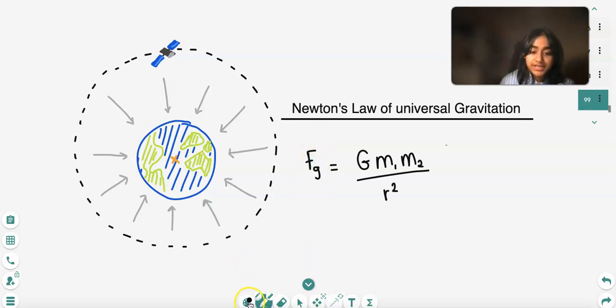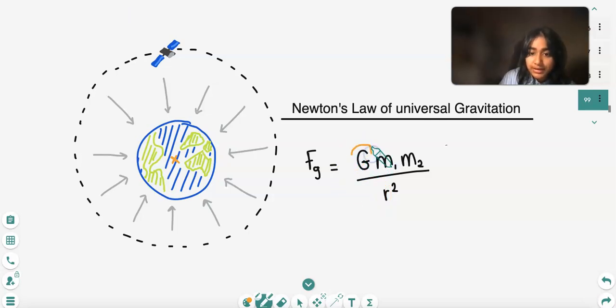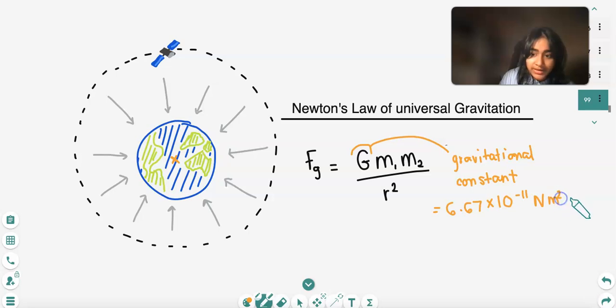So let's break down this equation very quickly for you. G in the equation is known as the gravitational constant, which is equivalent to 6.67 times 10 to the minus 11 Newton meters squared per kilogram squared. An ugly unit, I know. You won't have to remember this number for the exams because it'll be given in the A-level physics formula booklet.